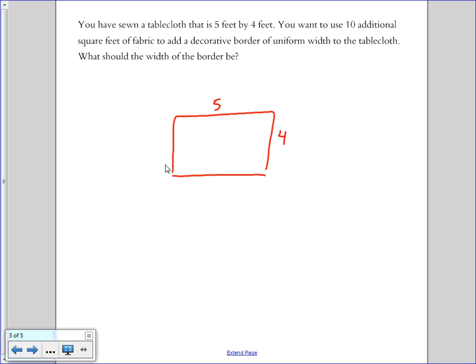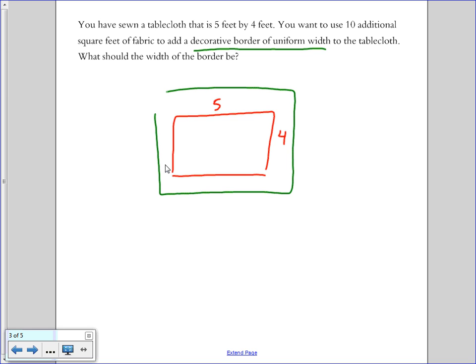It says you want to use 10 additional square feet of fabric, that's an area, to add a decorative border of uniform width. A decorative border of uniform width means you're adding a trim around the edges here. That's the same width all the way around. So this is the same as this, is the same as this, same as this.